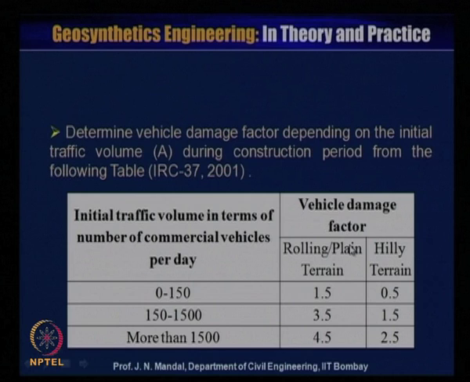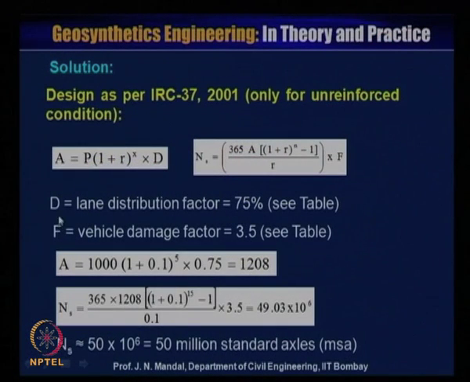So this way we calculate what should be the D as well as what should be the F factor value. So here is the D, that means the lane distribution factor, that is 75%, as I showed you in the table. Similarly, F is the vehicle damage factor, that is 3.5, as I showed you in the table. So you know the D, you know the F. So you can calculate what is A.